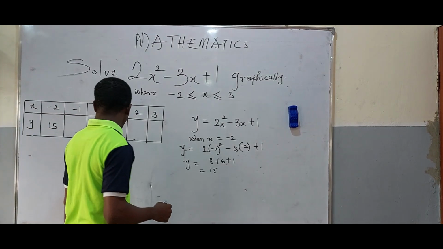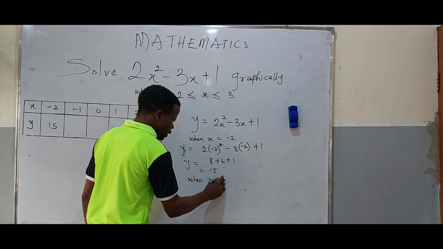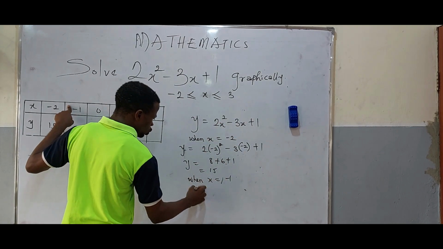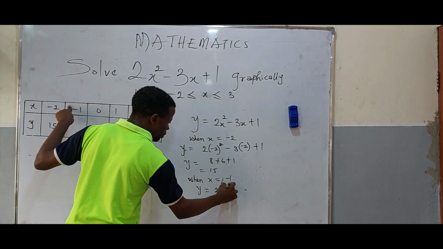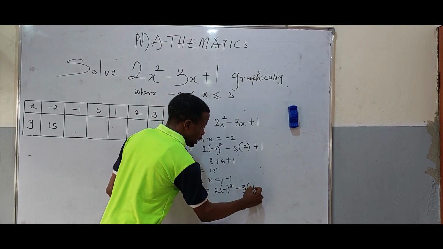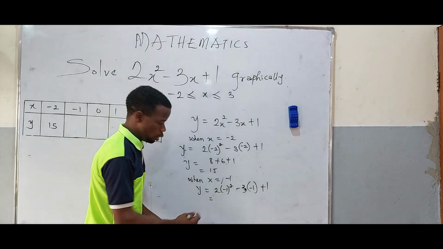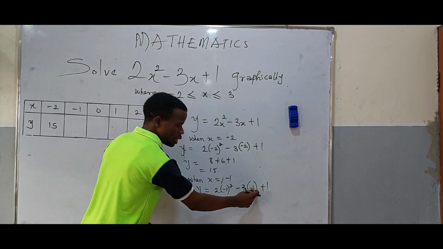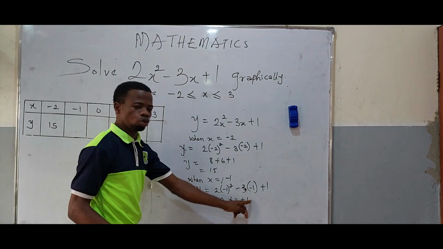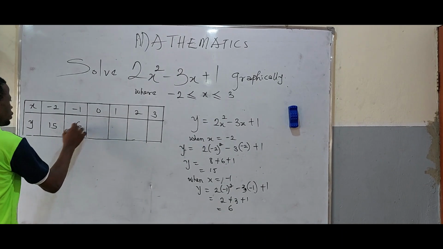For when x is equal to minus 1, what do we have? Substitute minus 1 into this place. So y should be equal to 2 open bracket minus 1 all squared, minus 3 open bracket minus 1, plus 1. Minus 1 squared is 1. 1 times 2 is 2. Minus 3 times minus 1, we have 3. So plus 3 plus 1. That gives us 2 plus 3, 5, plus 1, 6. So we have 6 here.